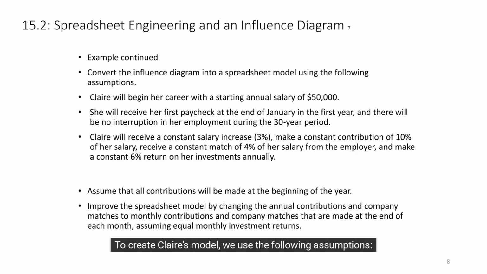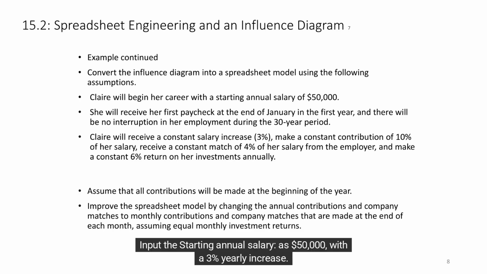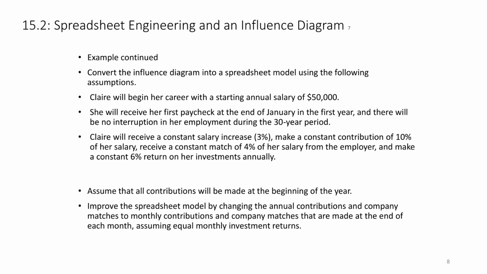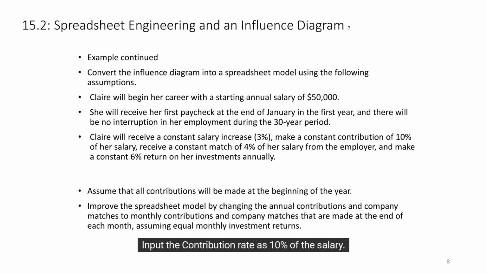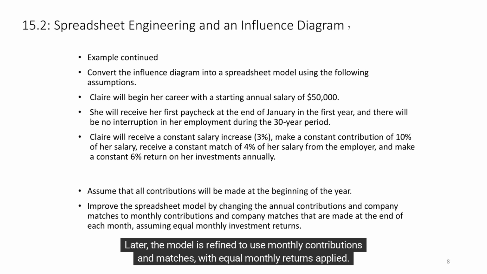To create Claire's model, we use the following assumptions. Input the starting annual salary as $50,000 with a 3% yearly increase. Input the contribution rate as 10% of the salary. Input the employer match as 4% of the salary. Input the annual investment return as 6%. Initially, contributions and matches are calculated annually. Later, the model is refined to use monthly contributions and matches with equal monthly returns applied.